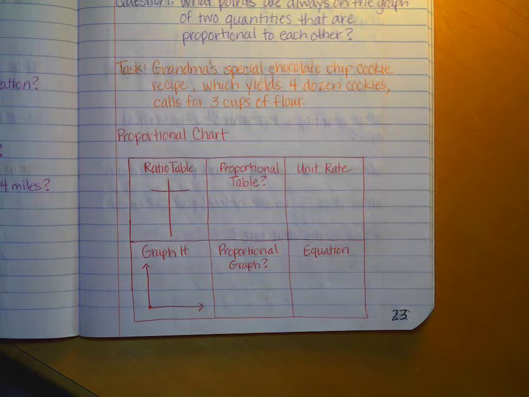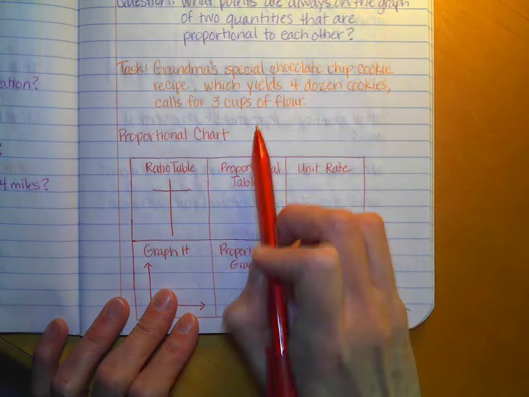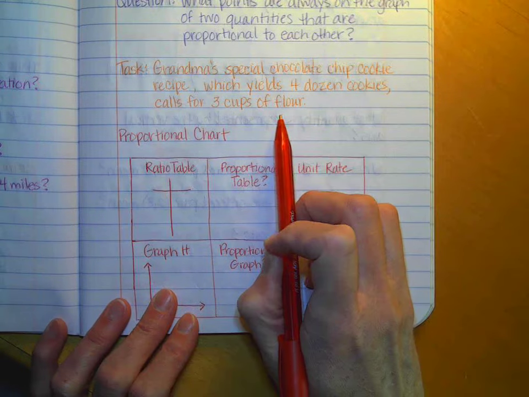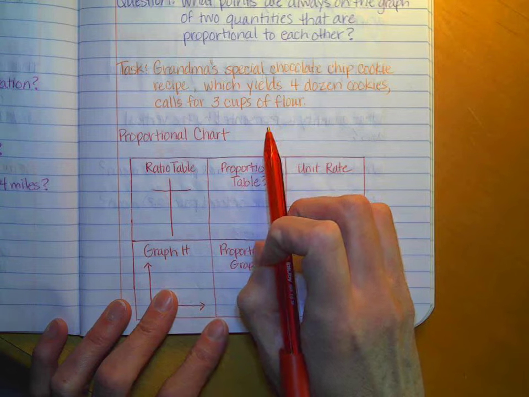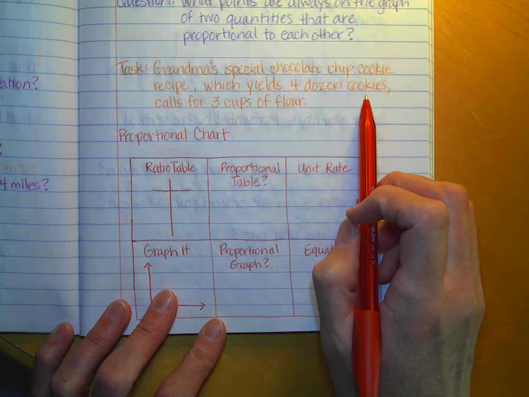So first thing we have to decide is, well, yes, there is an independent. Which one? Let's look up here. We're trying to make cookies by using flour. So what depends on what? I'm thinking if you don't have the flour, can you make any cookies?